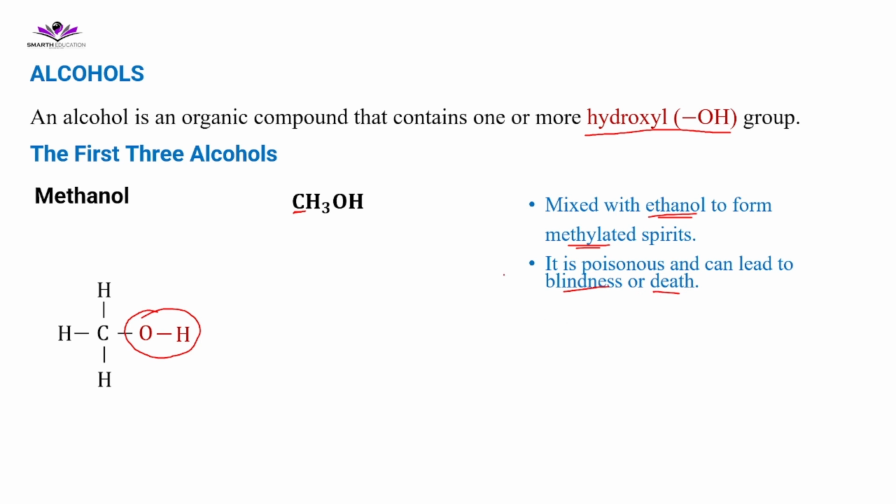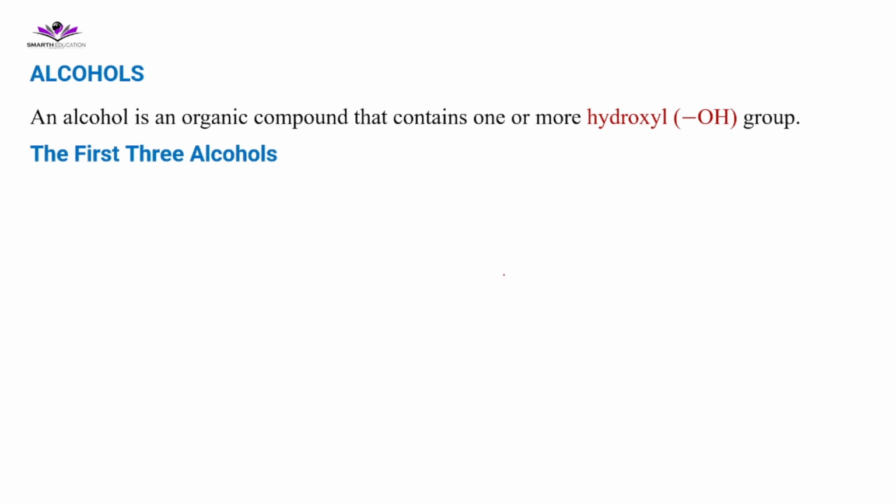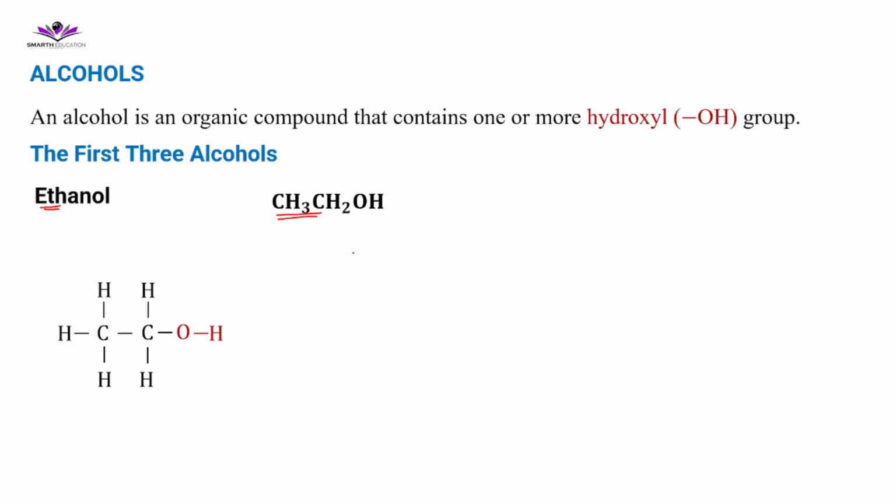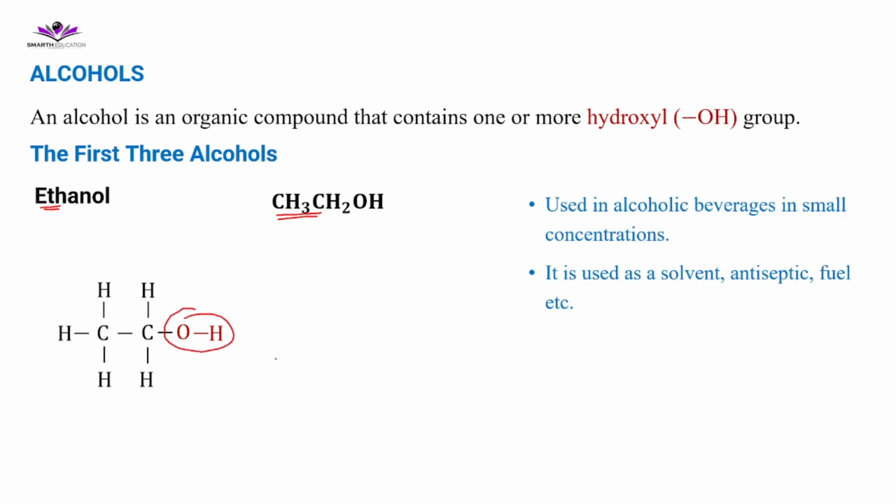So methanol is poisonous. And then the next one is ethanol, from the prefix eth, meaning that we have two carbons. Then the structural formula for ethanol will be this one, where one hydrogen is replaced by a hydroxyl group. Ethanol is used a lot in alcoholic beverages, but in small concentrations. It is used as a solvent, and can be used as an antiseptic, a disinfectant. There are many other uses of alcohols. I cannot mention all of them here.